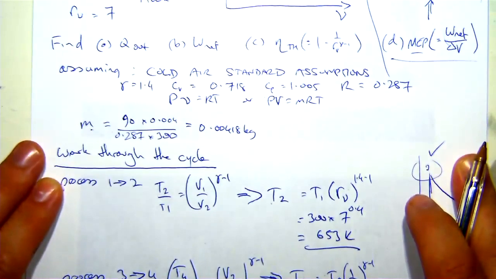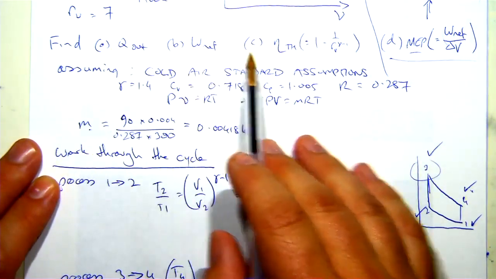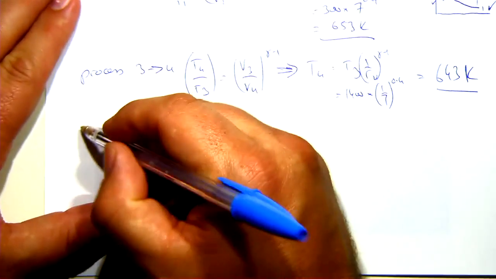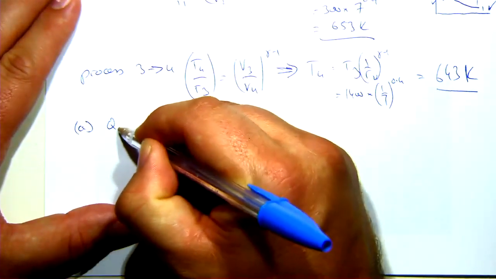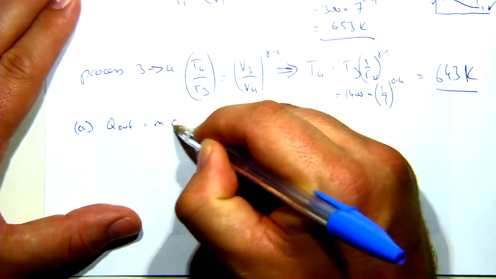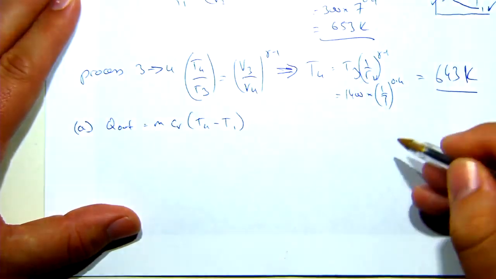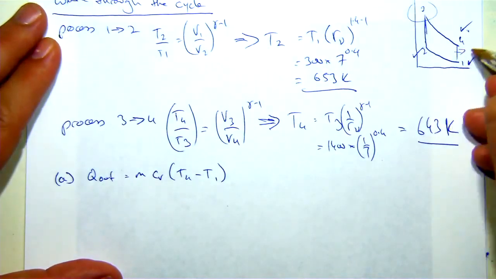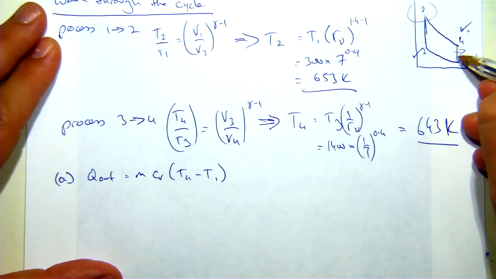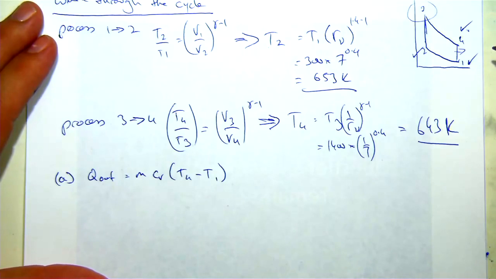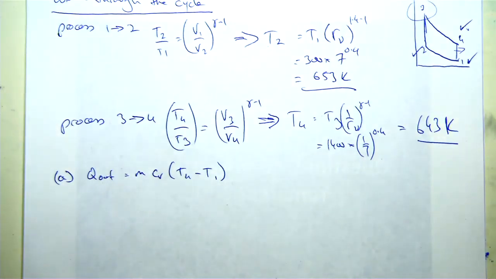So I'm going to come back up here. I'm after Q out, work net, efficiency. Let's work on these two guys. So A, Q out equals mCV T4 minus T1. Q out was here, constant volume process. Work done in this process is what? What's the area under the PV graph for that process?